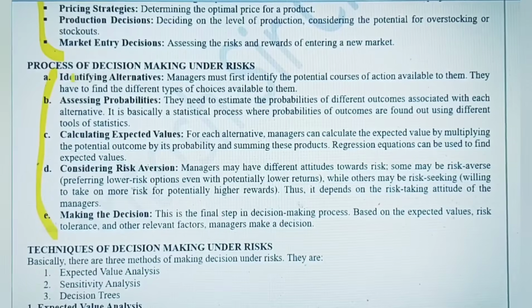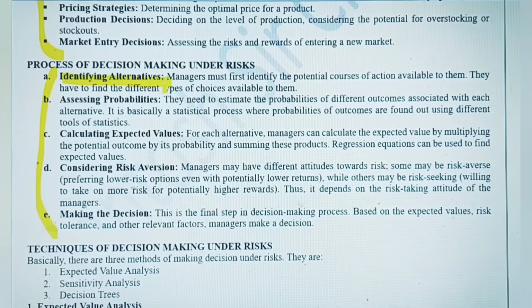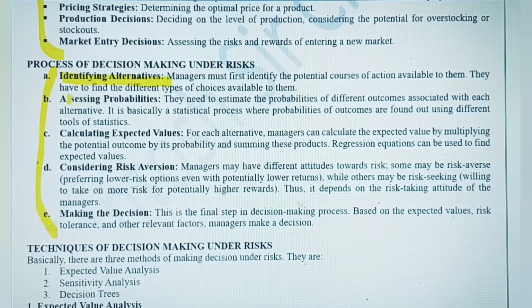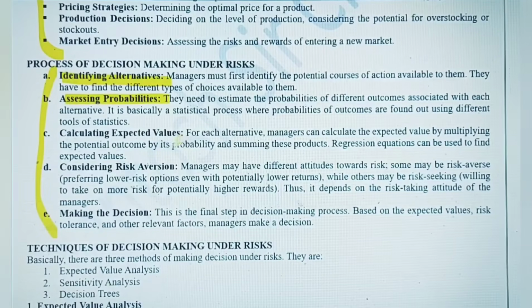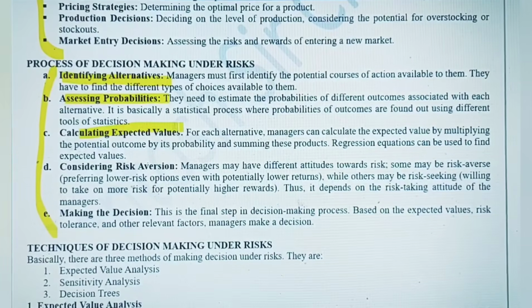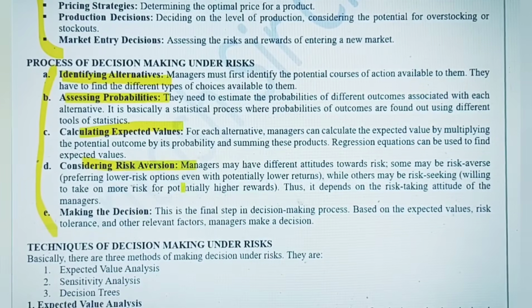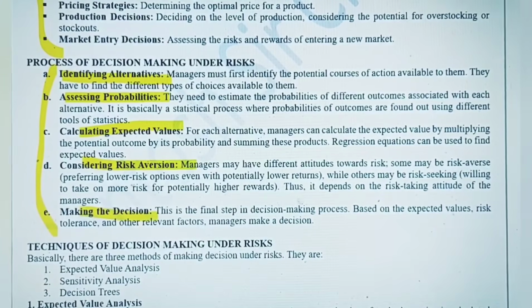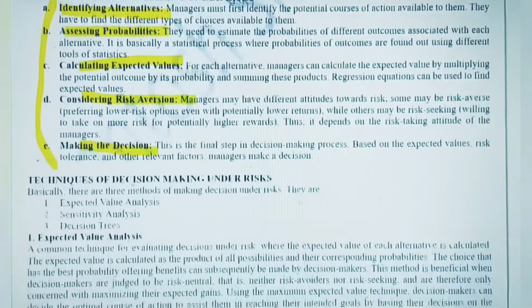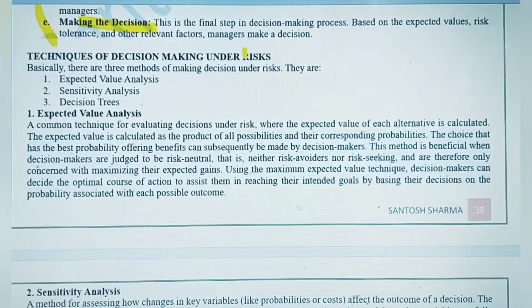So he needs to identify the different types of alternatives available to him, and then he assesses the probabilities, then expected values, then what is the risk aversion, what is the level of risk, and then finally he makes a decision. Like that, some techniques of decision making under risk.